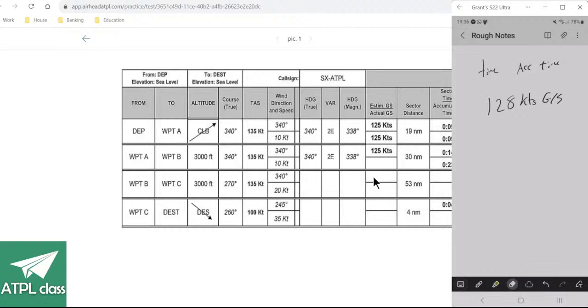Okay, and we're using that 128 knots to cover 53, wait no, that's going to be this bit, 53 nautical miles, yes, B to C. So distance, 128 knots equals the distance of 53 divided by the time. 53 divided by 128 gives us a time of 24.5 minutes, or no, 24 minutes 50 seconds. So if I add that sector time onto the accumulated time of 23 minutes, it's going to be 47.50. But we can maybe round that up to 25 and 48.